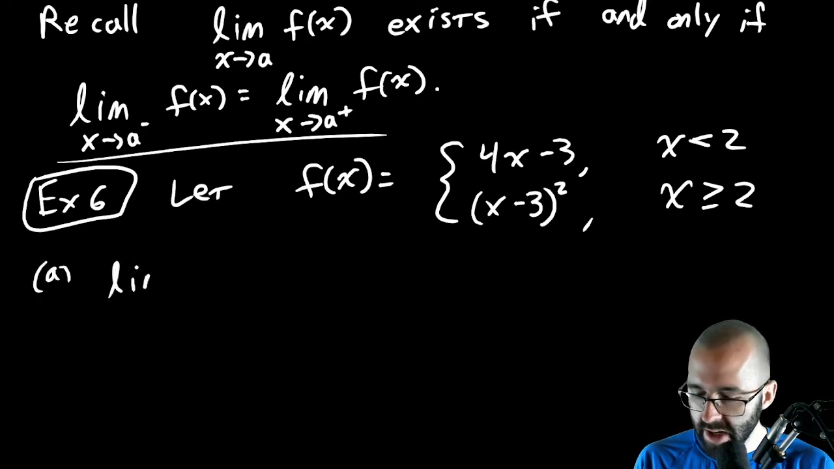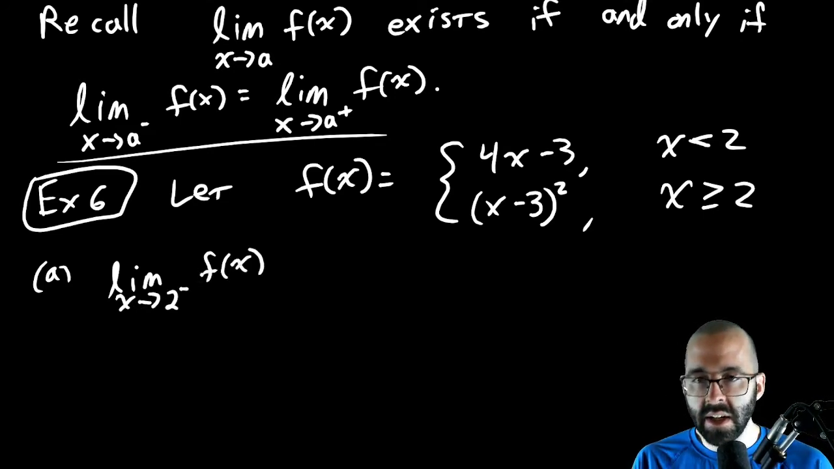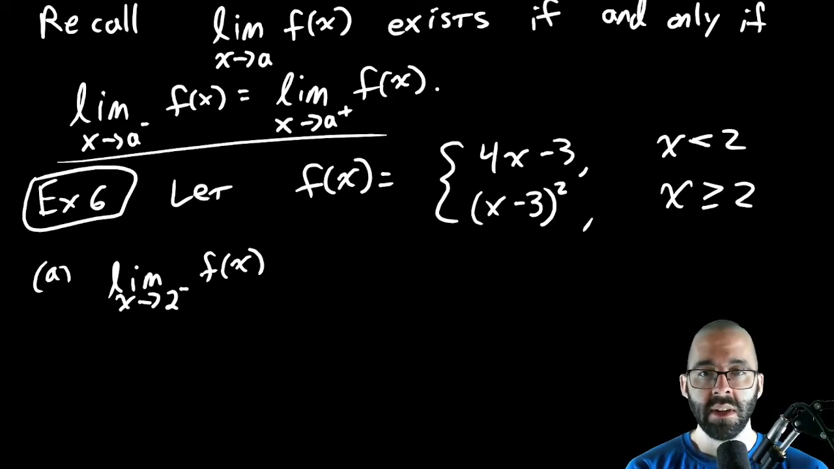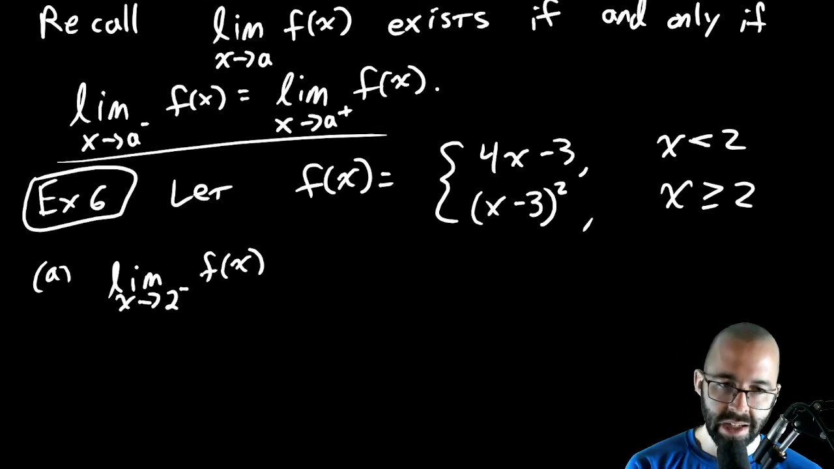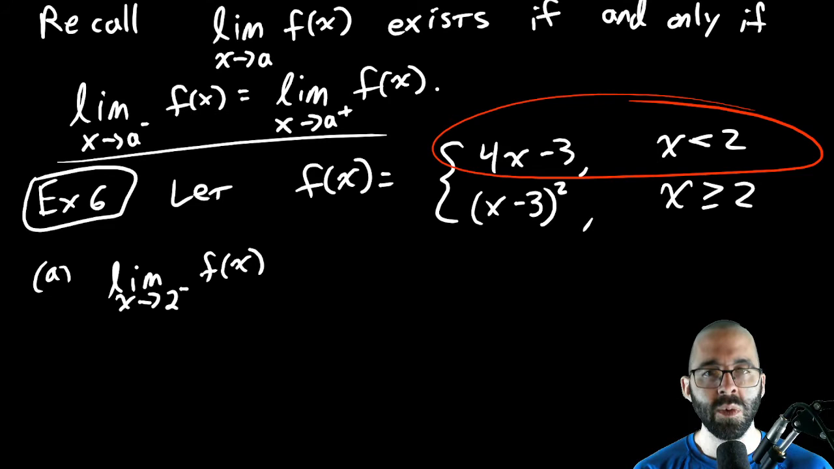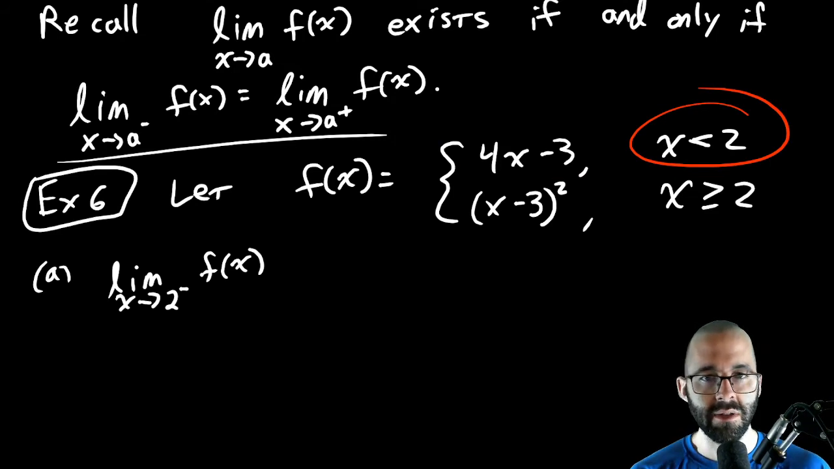So part A, I want you to find the limit as x approaches 2 from the left of this function. One-sided limits are really important for piecewise functions because as we're approaching 2 from the left, that's like 1.9, 1.99, 1.999. As we're approaching 2 from the left, we're always using that top piece. If we're to the left of 2, then x is smaller than 2.